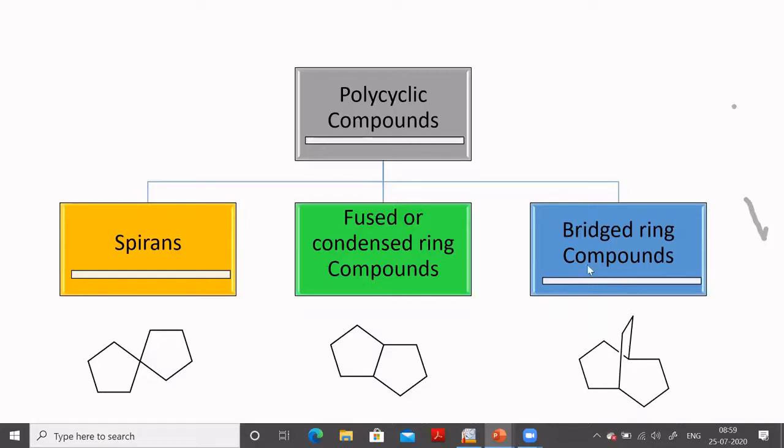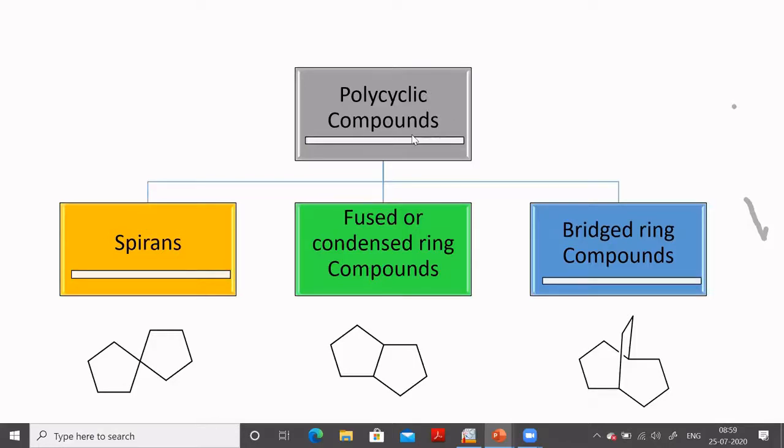Now the third type of compound is bridge ring compounds. You can see here also I have attached two cyclopentane rings, but look at this. The two carbons which are attached in the ring fashion are not adjacent now. Here they were adjacent carbons. Now they are not adjacent carbons. They are across the rings, and now they have a bridge between them. So the common atoms definitely are more than two, and the way they have joined, they are not adjacent carbons. So they are called bridge ring compounds.